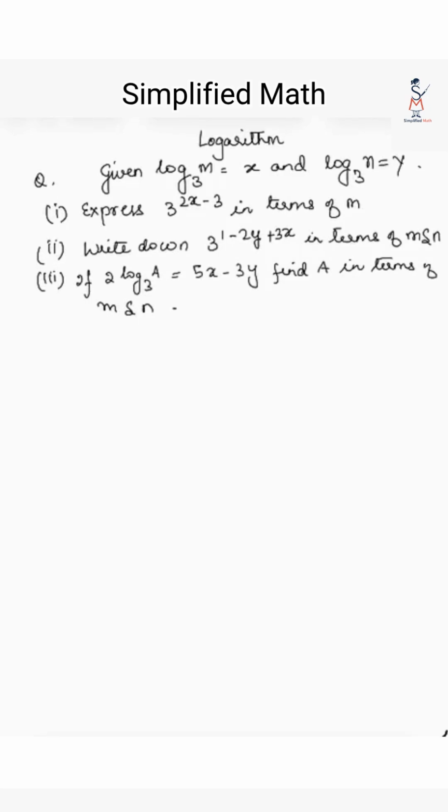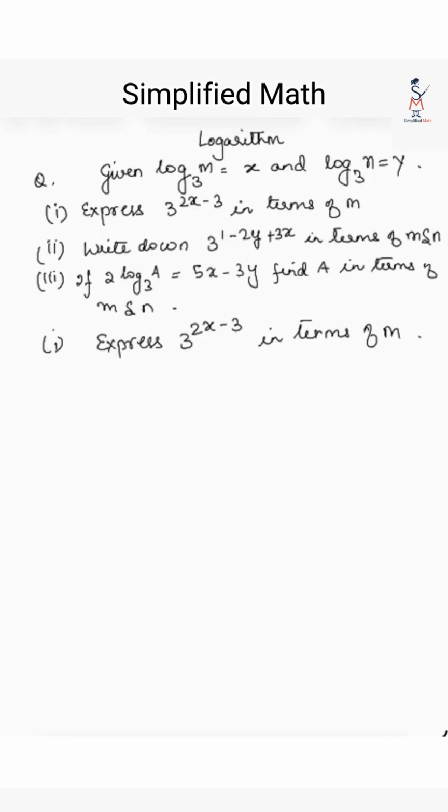Hi, we are doing logarithm. Given log m to the base 3 is equal to x and log n to the base 3 is equal to y, we have to express, first we'll focus on the first one, express 3 raised to the power 2x minus 3 in terms of m.